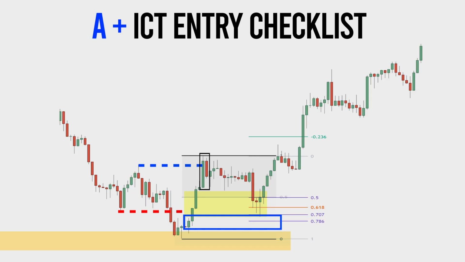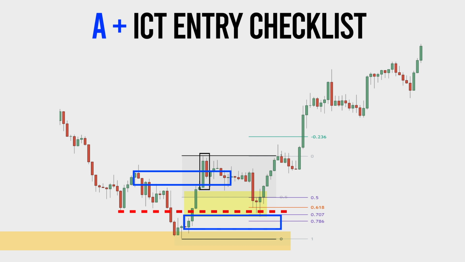Furthermore, the breaker block comprises the upward closing candles prior to the raid on liquidity. Lastly, I look for the box setup, aiming for price to reach a particular area. As you can see, all these concepts are evident in this example.